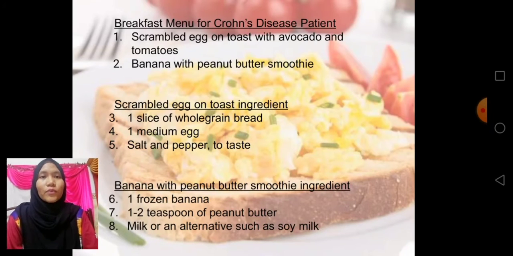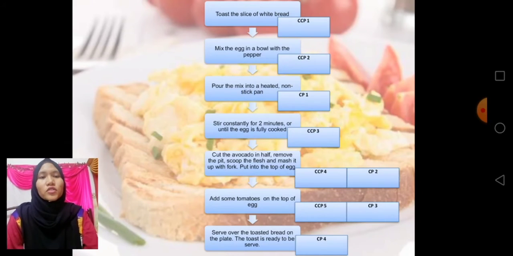So this is the breakfast menu for a Crohn disease patient that we suggest. Number one is scrambled egg on toast with avocado and tomatoes. And the second one is a banana with peanut butter smoothie. These are the ingredients that we need to make the scrambled egg and the banana with peanut butter smoothie. This slide shows the flow chart to make a scrambled egg on toast.